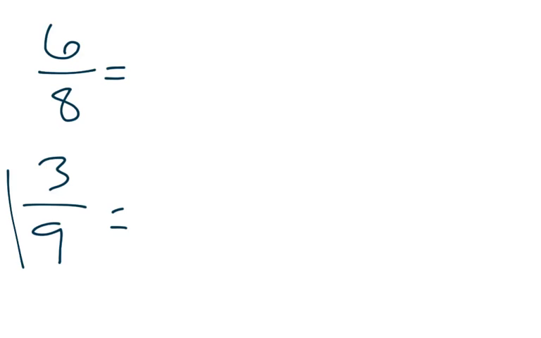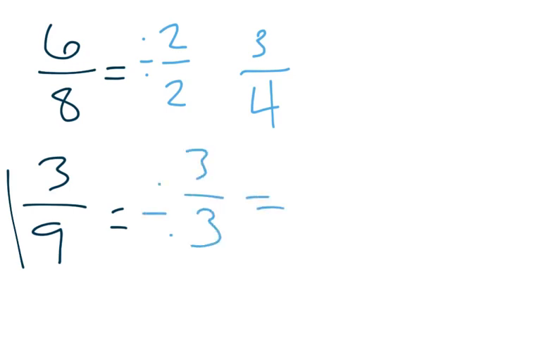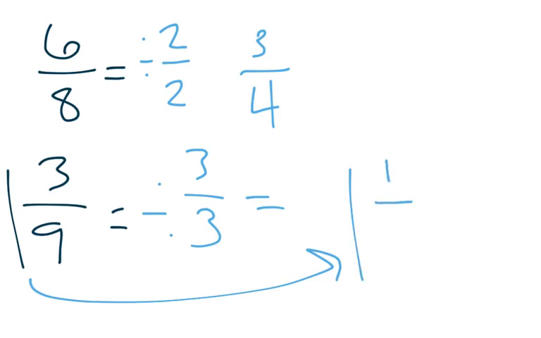So 6/8, I can take them both down by 2. I'll get 3/4. I can't go any farther because I know one's even and one's odd, and I know I can't put a number into both of those. 3/9. Let's see, 2 doesn't work. 4. Oh, I could do 3 though. And I draw an arrow to bring my 1 back over. 3 divided by 3 is 1. 9 divided by 3 is thirds. There you go. There's some practice for you.